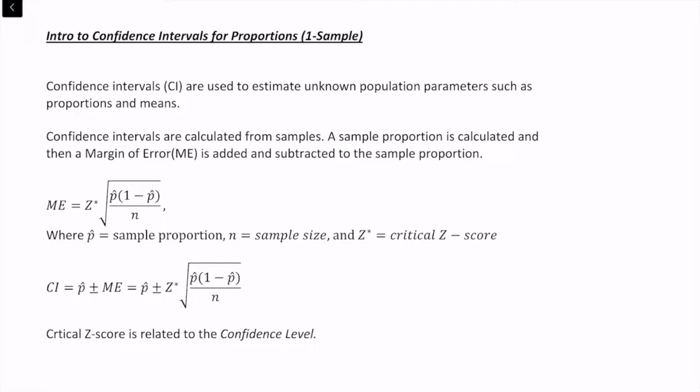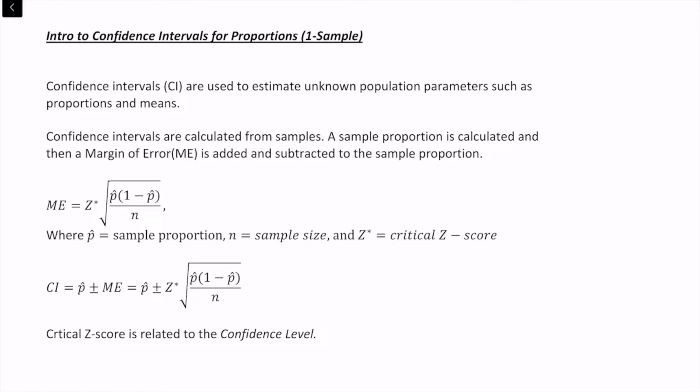So confidence intervals are used to estimate unknown population parameters. As I said, in this particular video, we're going to be looking at the proportion. But there also will be confidence intervals for means, and we'll tackle that concept in a different video. So confidence intervals are basically a way of estimating an unknown population value, an unknown population proportion. Confidence intervals are calculated from samples. So what you do is you collect a sample and then you go through a formula and you're able to create an interval.